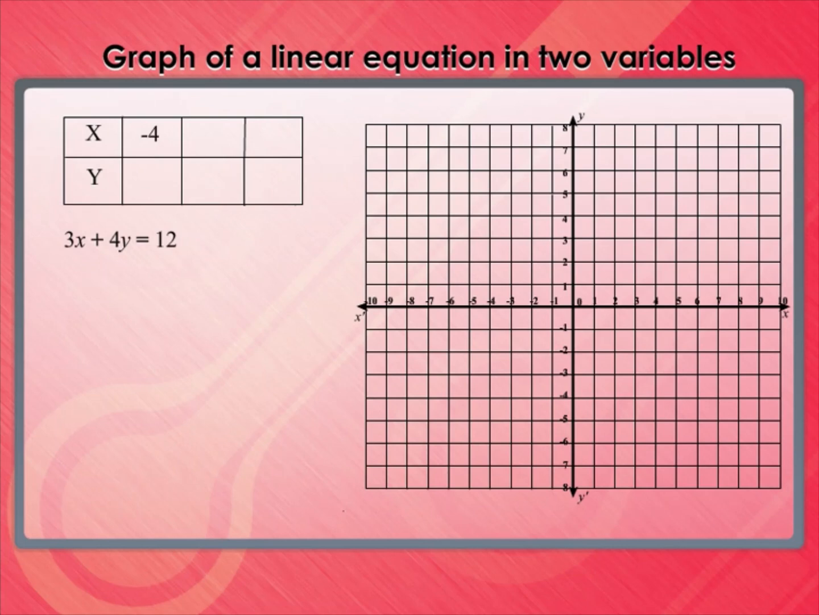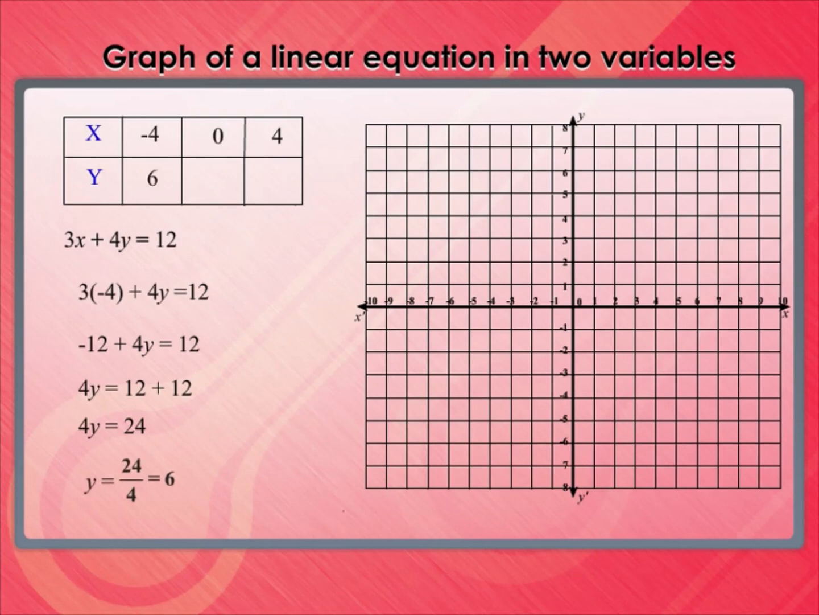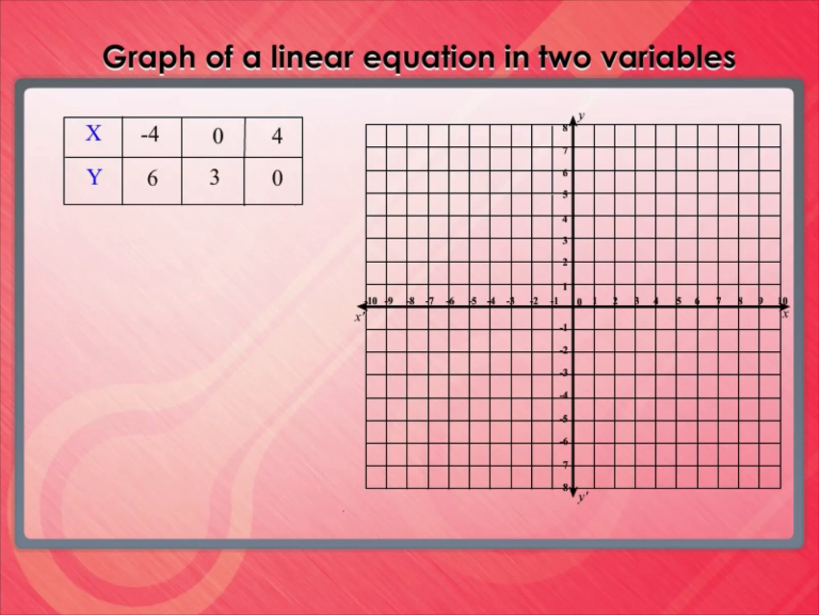Generally, choose a smaller number only when the calculations are easy. We will begin by substituting -4 for x in the equation. On solving the equation, y is obtained as 6. Similarly, substitute 0 and 4 for x. We get y = 3 and 0 respectively. The values of x and y are represented as ordered pairs. The ordered pairs (-4, 6), (0, 3), (4, 0) are the solutions of the equation 3x + 4y = 12.